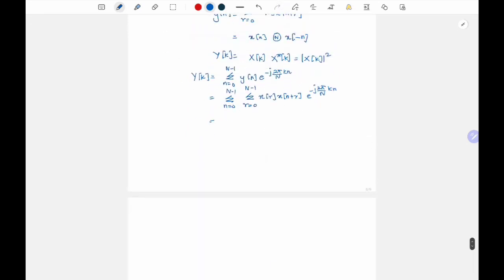Now what do? You just reverse the summations like we always do. The summation from 0 to n minus 1, again x of r I can take out, summation n equal to 0 to n minus 1 x of n plus r e power minus j 2 pi by n into kn. So now you go back to your x of k. Your x of k is the summation n equal to 0 to n minus 1 x of n e power minus j 2 pi by n into kn.